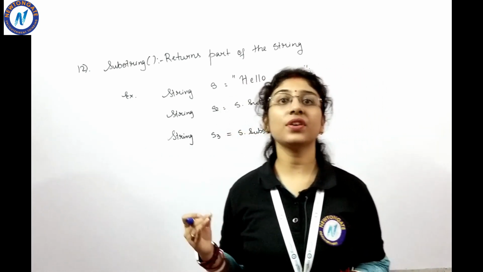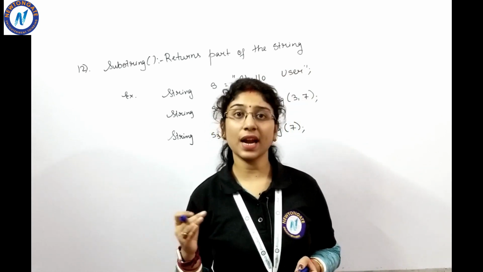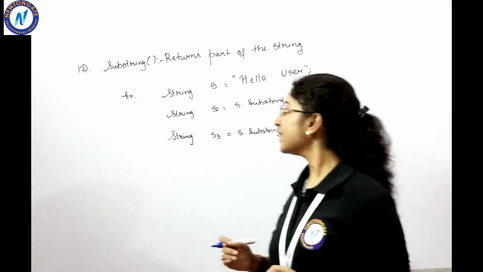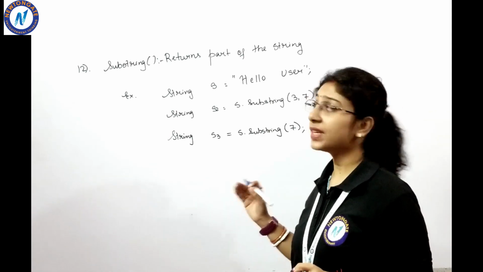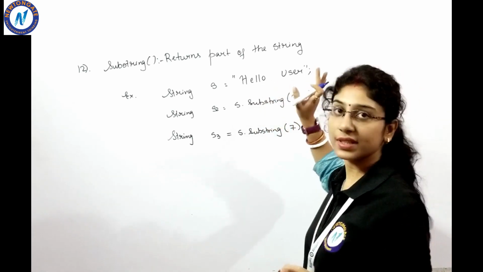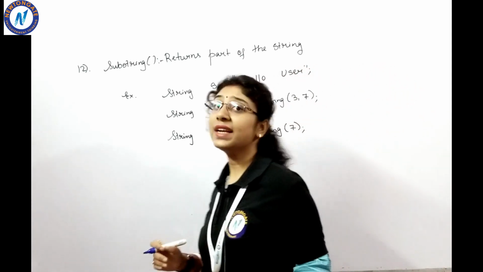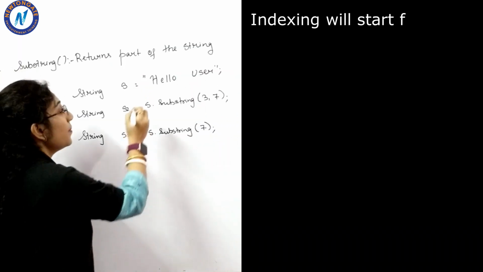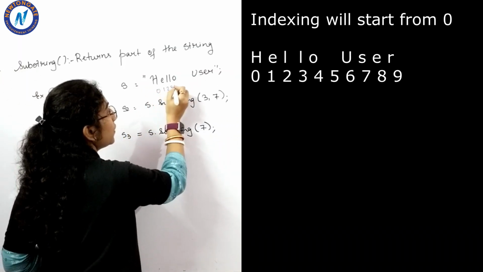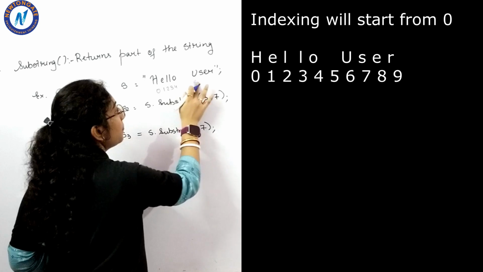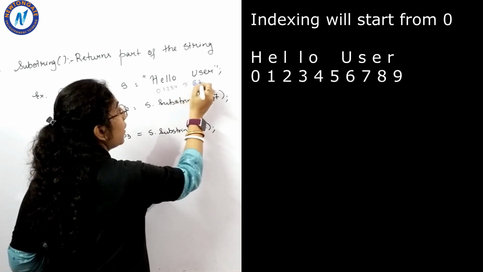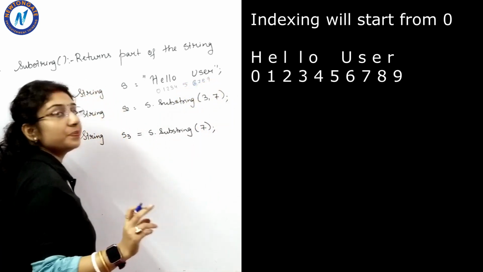But even if you want, you can pass a single parameter also, that is the starting index. So here you can see that I have given two examples. String s equals "hello user". Now let's write down the index positions first. So it will be 0, 1, 2, 3, 4, 5, 6, 7, 8, 9. Fine.